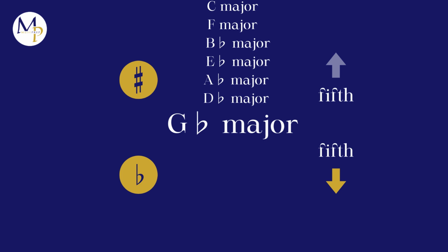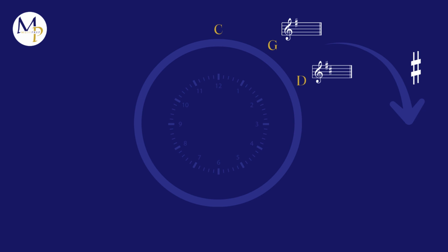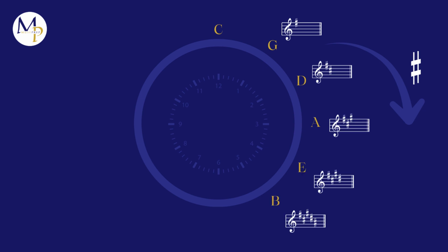This arrangement is best shown in a circle, the circle of fifths. C major sits at the top of the circle, at the 12 o'clock position. Moving clockwise, we place the sharp keys G major, D major, A major, E major, B major, and F sharp major, which appears at the 6 o'clock position with 6 sharps.